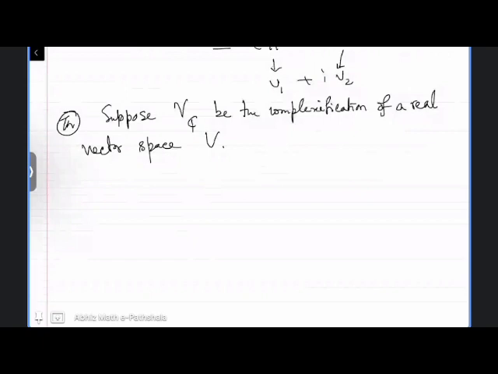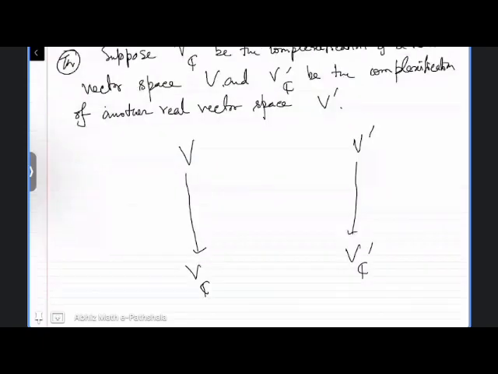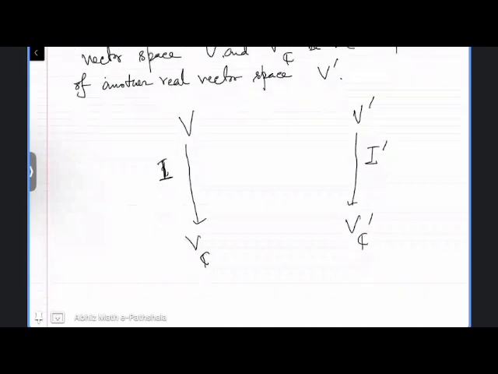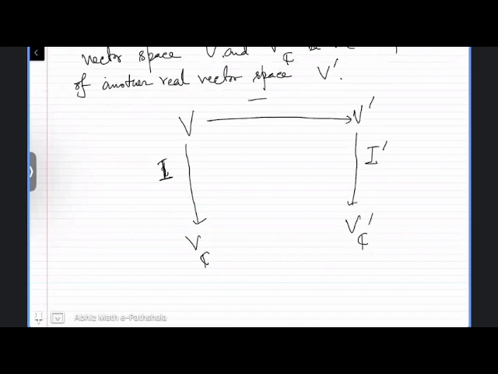And definitely this arrow means you are considering the standard embedding, okay? Suppose let us call it capital I, and this one I dash. So these are standard embeddings. Now, if you choose any linear map, suppose T, from V to V dash, linearity means it is R linear because the underlying field is real numbers. So whenever I am talking about a linear map between two real vector spaces, that means we are considering an R linear map.